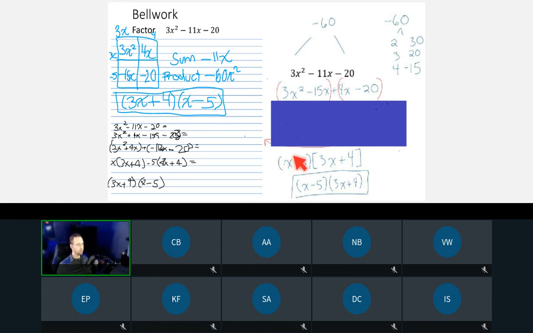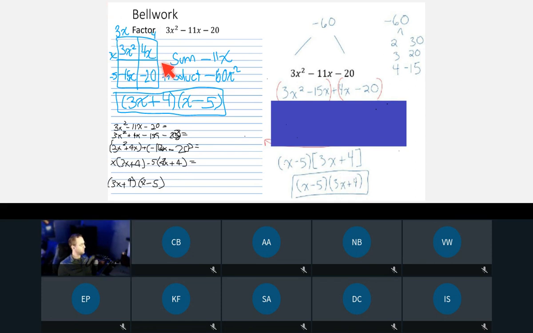And what you're left with on the inside would be this 3x in the first term place, and then the 4 in the second term place. And then I just rewrite it without brackets. So that's how I did it, and that's factor by grouping, I believe it's called.